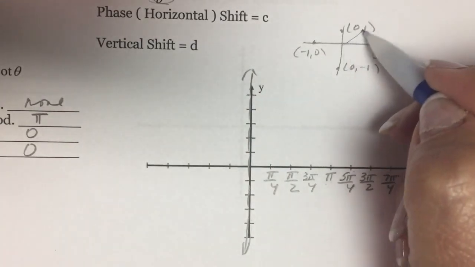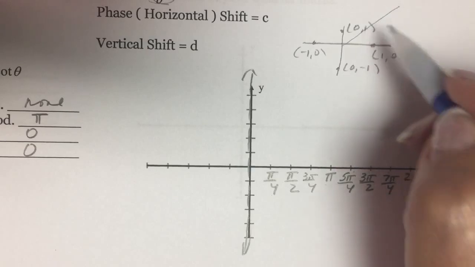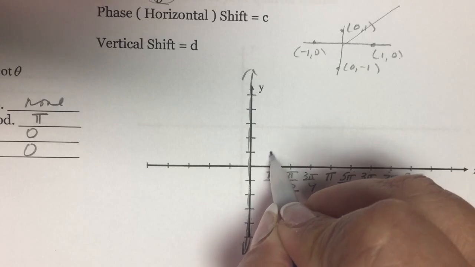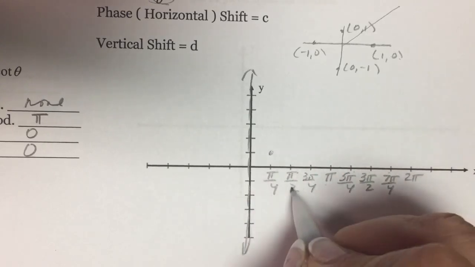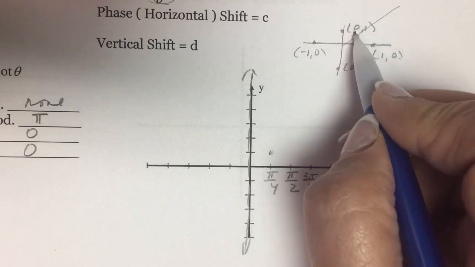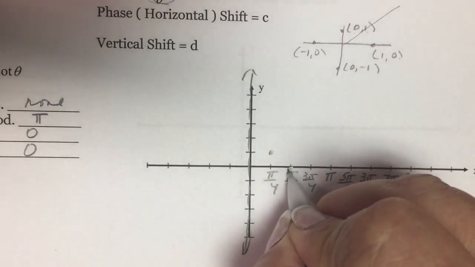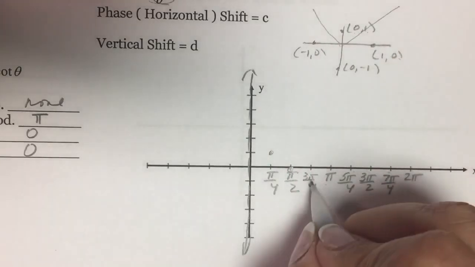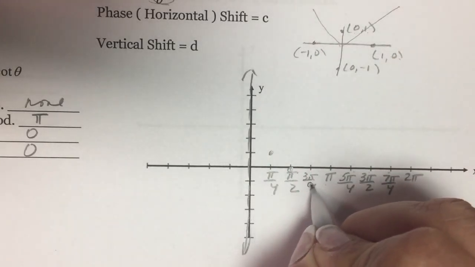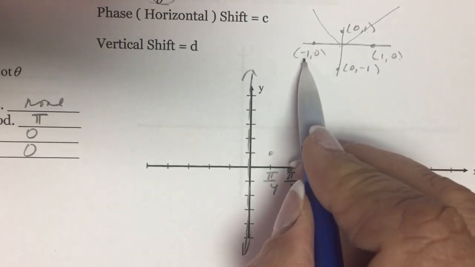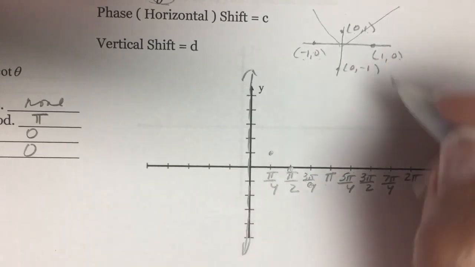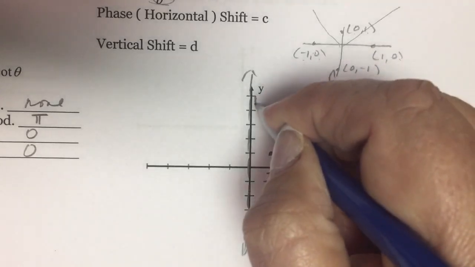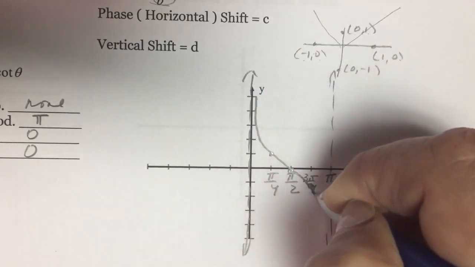Pi fourths, remember pi fourths is right here. What is the cotangent of pi fourths? It's 1. Pi halves, the cotangent would be x over y, so that would be 0. 3 pi fourths would be out here. It would be a -1. At pi, if I take x over y, I have another asymptote. So one branch or one period of the cotangent graph looks like this.